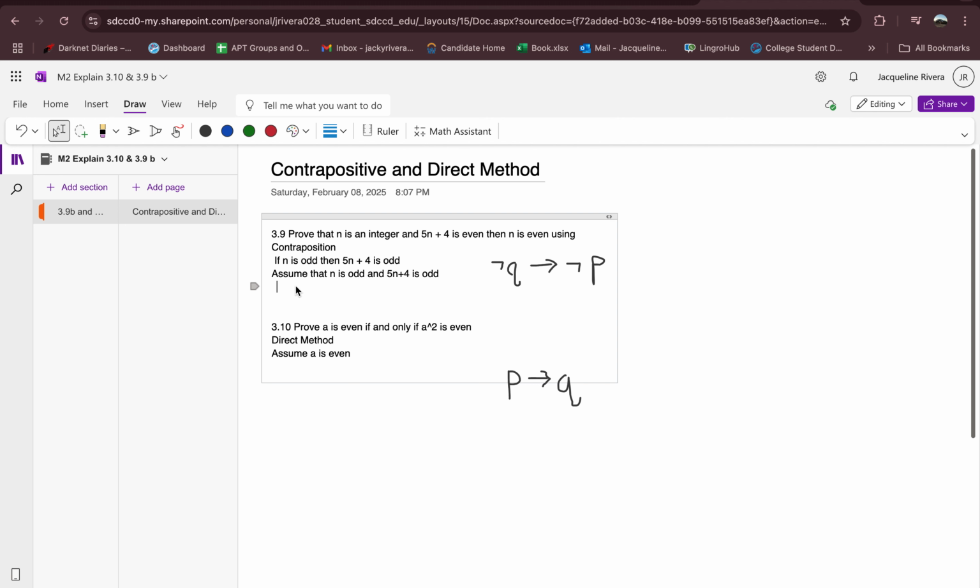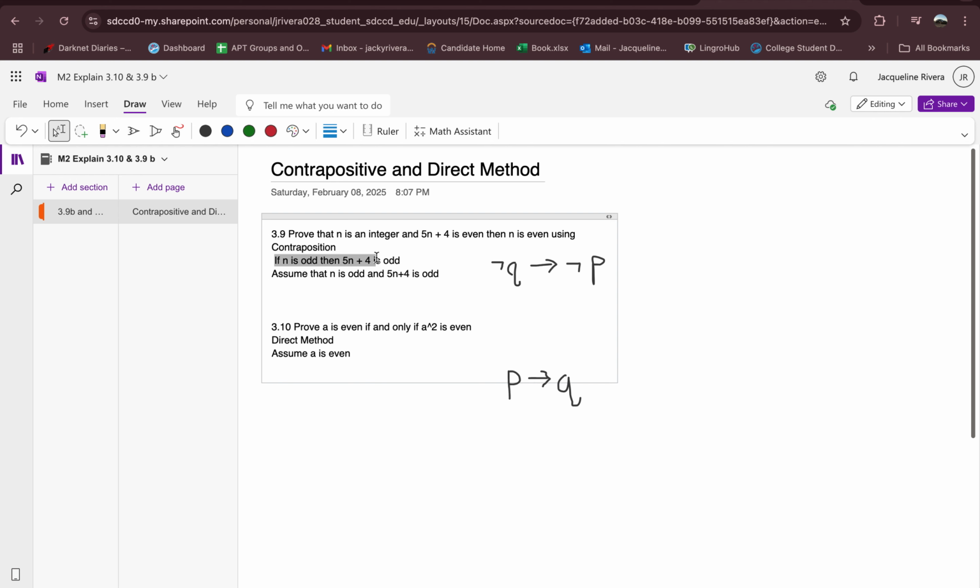So for this discussion, I decided to do questions 3.9b and 3.10 using contrapositive and the direct method. For 3.9, I'm going to be using the contrapositive, and for 3.10, I'll be using the direct method. 3.9 says, prove that if n is an integer and 5n plus 4 is even, then n is even using contraposition. So if n is odd, then 5n plus 4 is odd.